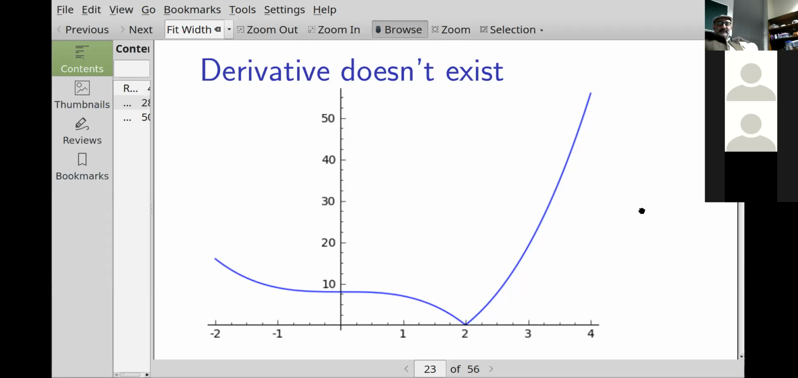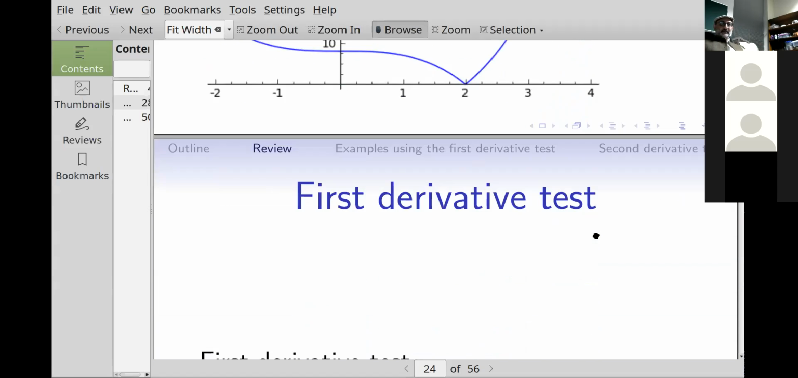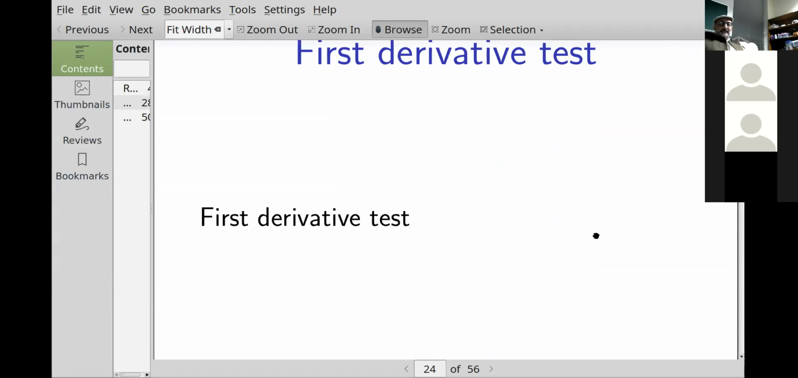Okay, so in this one, remember, you've got a local minimum, which is also a global minimum at x equal to 2, but the derivative doesn't exist there. The derivative is not equal to 0 there. It doesn't even exist there. Okay, so then we had the first derivative test.